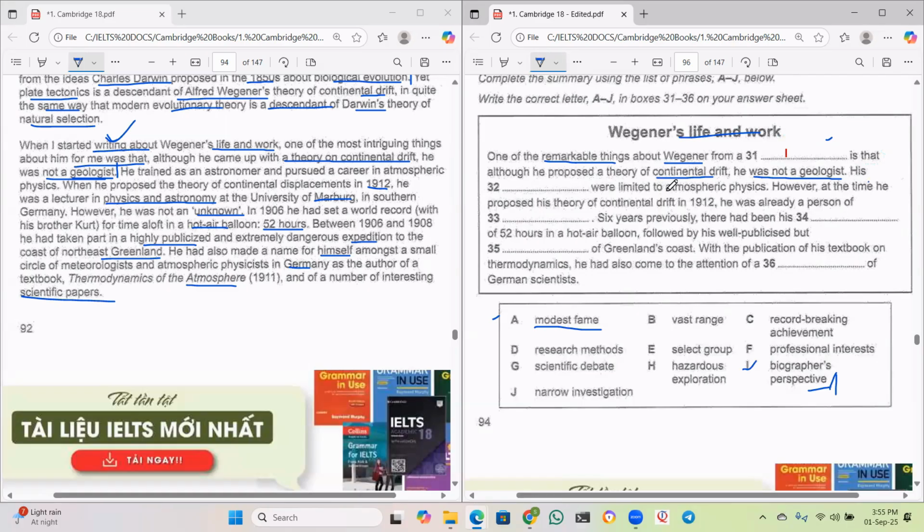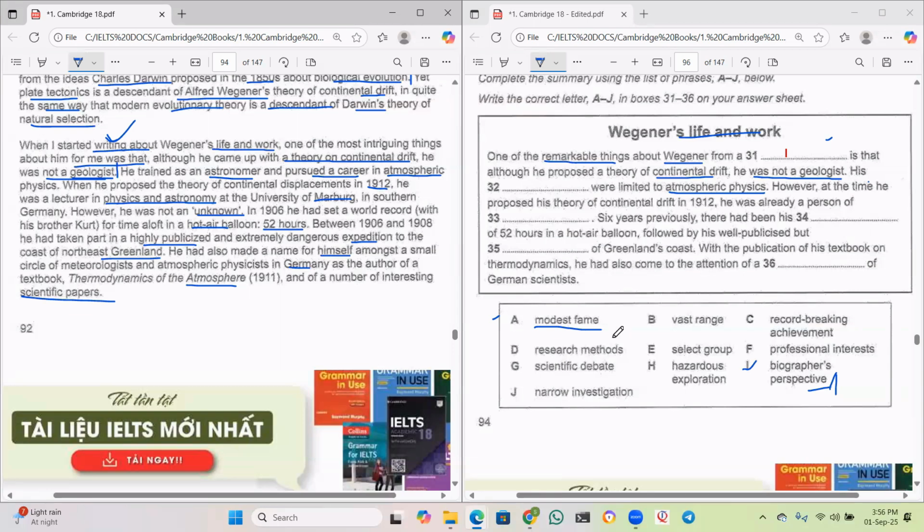Next, His dash were limited to atmospheric physics. So atmospheric physics is the keyword. Where did we read about that? Here, atmospheric physics. He trained as an astronomer and pursued a career in atmospheric physics. So his career was limited to atmospheric physics. So what is the synonym similar to career? That's what we have to find out.